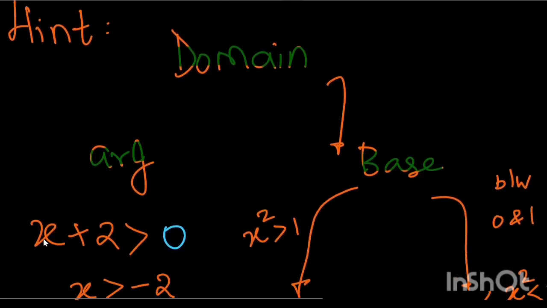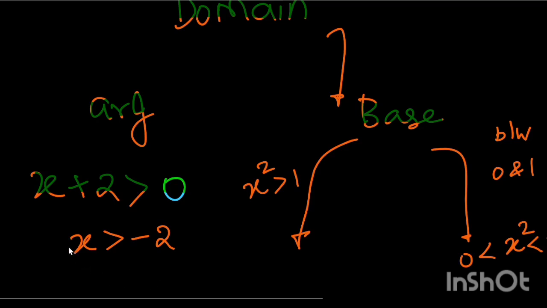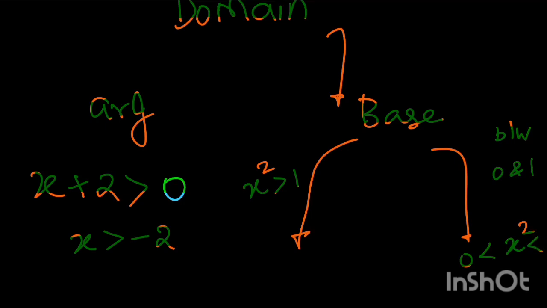So for the argument, clearly we need to ensure that it should be positive, which makes x greater than minus 2. So for the base, in order to solve further, we need to ensure that either the base, which is x square, should be greater than 1, or it should be between 0 and 1, that is x square should be between 0 and 1. So it pushes us to take two cases, first case, second case.